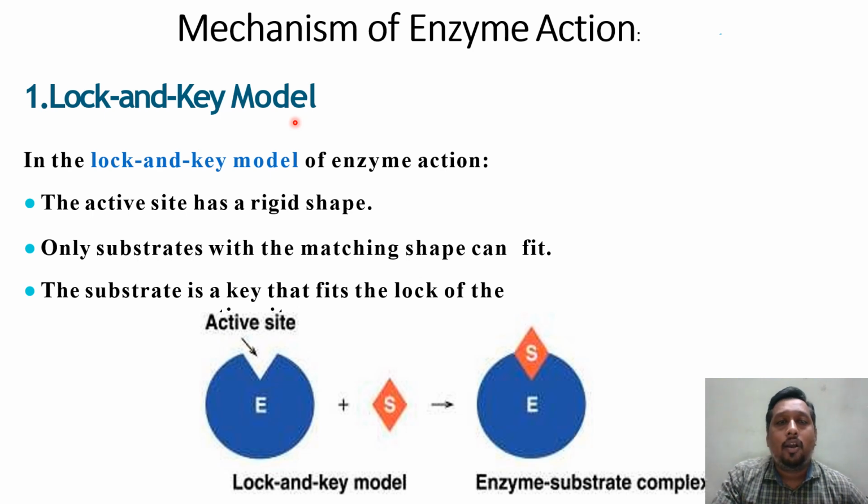So, what is a lock and key model? In the lock and key model of enzyme action, the active site has a rigid shape. You can see the active site as a definite and rigid shape. Only a substrate with the matching shape can fit into the active site. The substrate is a key that fits the lock. You cannot open a lock without the specific key, so this is an analogy for the lock and key model. Only a suitable substrate which has a similar size and shape to the active site can fit into it to form an enzyme substrate complex.